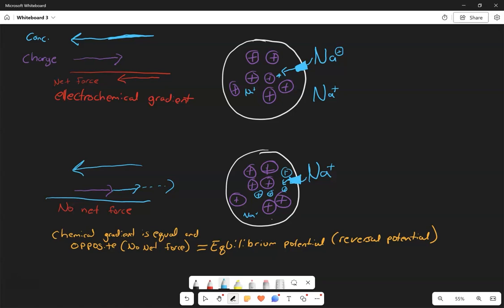Okay, so now we know what the gradients or the forces acting on an ion are, and we know when these ions will reach equilibrium, right? They will move to a point where the equilibrium potential is reached, or where that chemical gradient is equal and opposite to that electrical gradient. So make sure that you understand that before you watch the next video on equilibrium potentials and how equilibrium potentials can be used to determine the directional flux of a given ion.